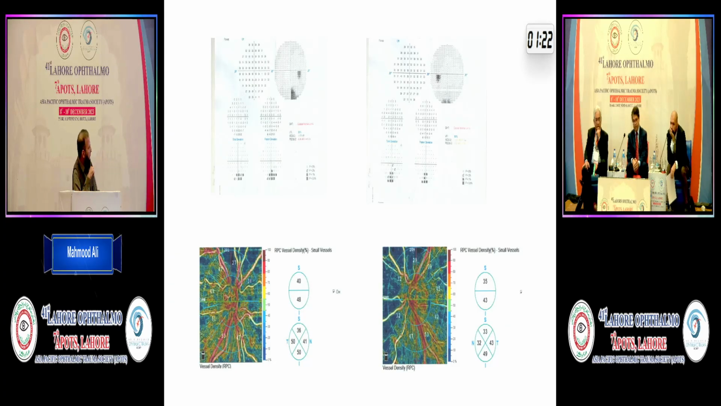Now, this is the last case that I am showing, just to highlight that it is not only important to rely on one investigation. We have to do a complete assessment of the patient, first clinically, then see various investigations, and then make our diagnosis. So this is a young lady who has visual field defects in the inferior hemifield, and superficial vascular density is also decreased, while peripapillary vascular density is increased in the corresponding areas superiorly.